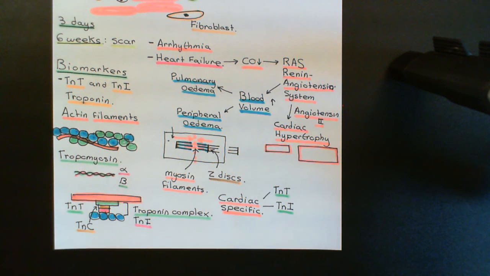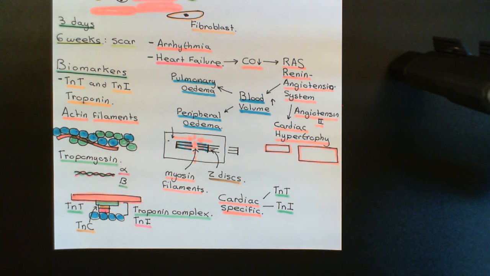So these are the main biomarkers used to diagnose someone with having suffered from a myocardial infarction. We look for blood troponin T levels and blood troponin I levels. Okay, so I hope you understand that.